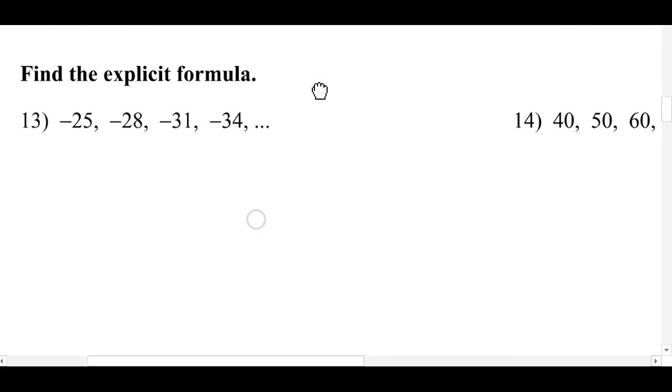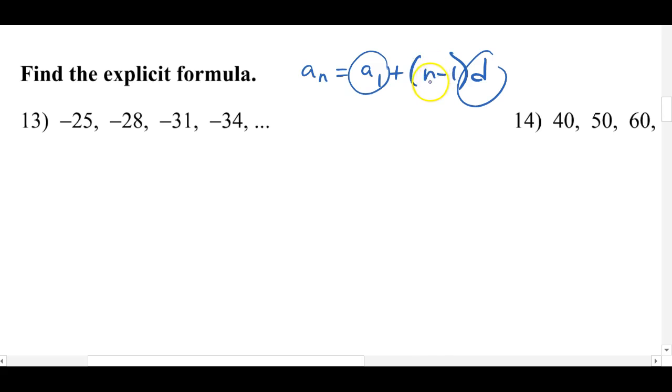Now we got to find the explicit formula. So again, for both of these, remember you're going to use this formula, a sub n equals a1 plus n minus 1 times d. And you just need to plug in the missing terms. So to find the formula, we need to know a1 and the difference. And we want n to stay free. We don't want to plug in anything there, because we need a variable.